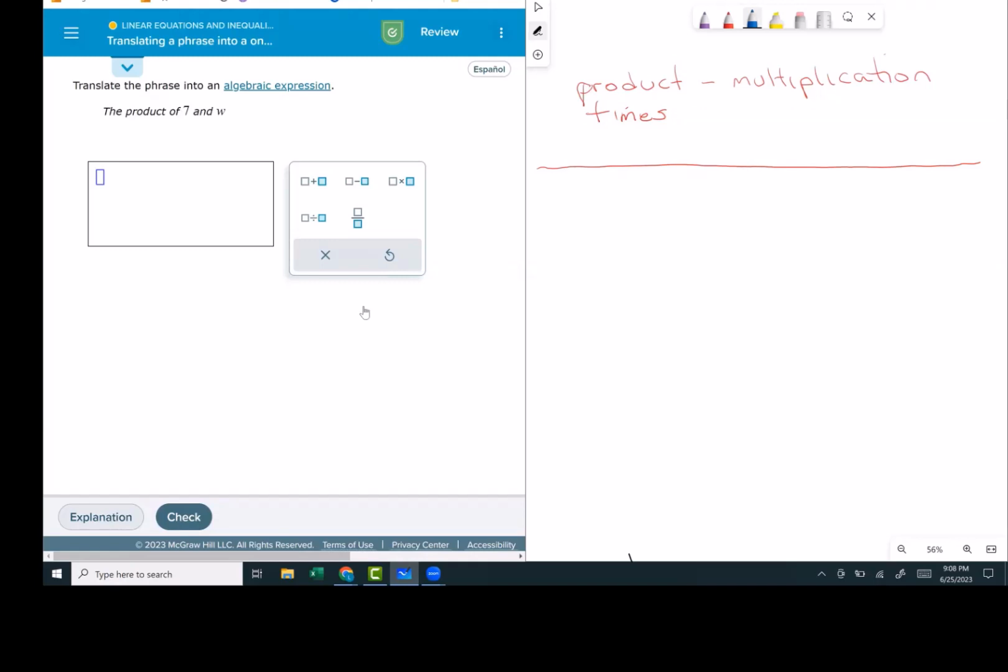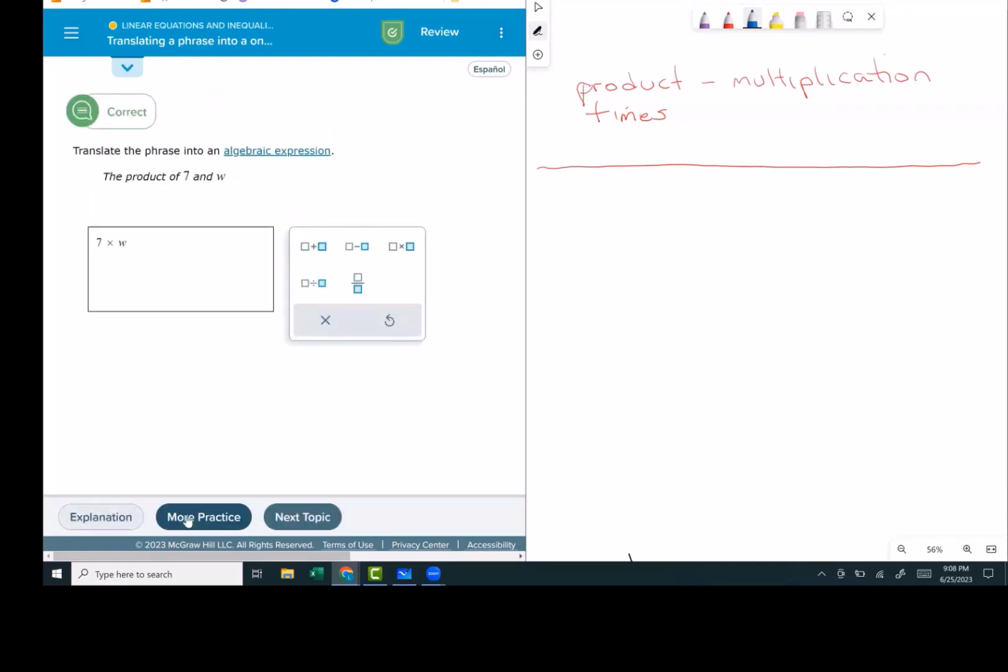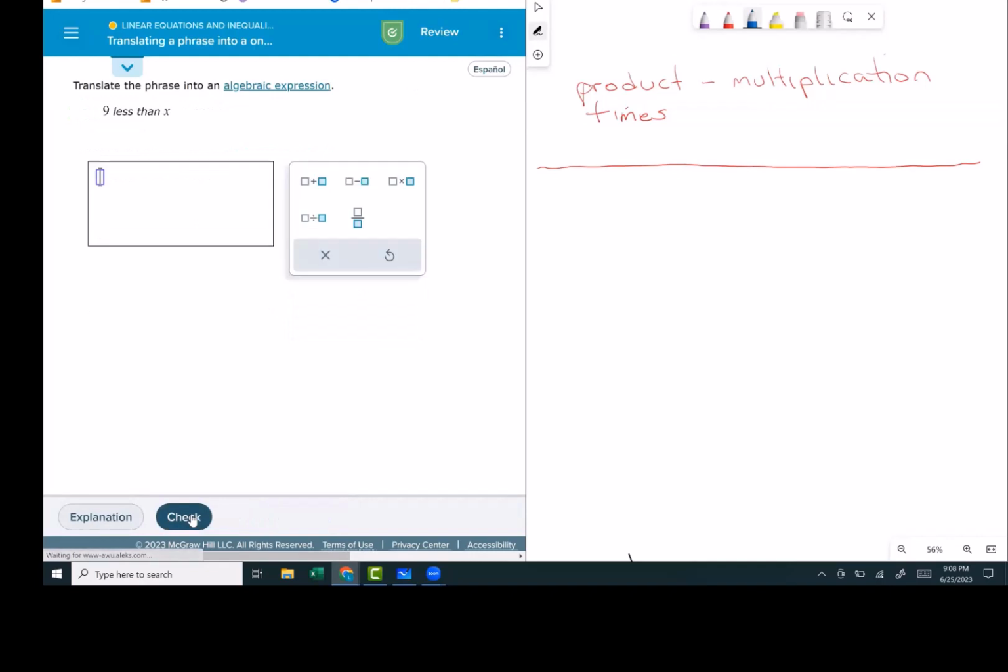So the product of 7 and W. Is it just 7W? Because like 7 times W? Yeah, I think here they want the multiplication, but normally we would just write 7W. You're exactly right. But I think for this one, because they have all these things, they actually want the symbol that goes there. Let's do this. And I think we'll do a few of these because they will change.